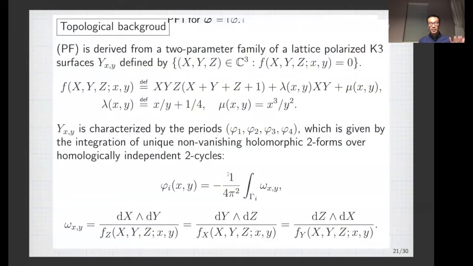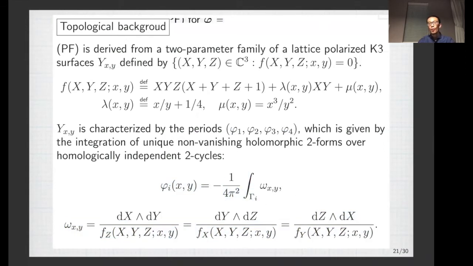Before we consider the numerical approach, we would like to show you the topological background of the Picard-Fuchs type hypergeometric differential equations. This equation is derived from a two-parameter family of lattice polarized K3 surfaces, denoted by Y_xy, defined by this formulation. Now f, lambda and mu are defined by this one, and the K3 surface is characterized by the periods, denoted by phi 1 to phi 4, which are given by the integration of the unique non-vanishing holomorphic two-form over homologically independent two-cycles, denoted by this formulation.